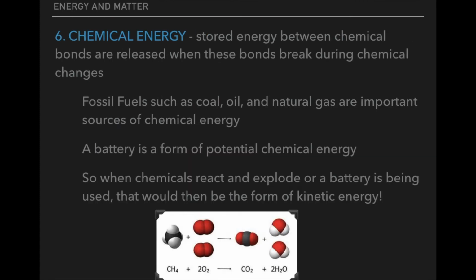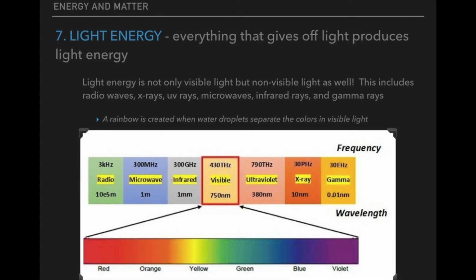Okay. Chemical energy, we can see this in a battery. We can see bonds are being broken to form a new substance through the process of a chemical change. This is seen in the process of burning fossil fuels such as coal, oil, and natural gas. A battery is a potential chemical energy form because it's storing it. Once we hook it into the circuit, then we have the kinetic, which is the electrical energy, moving from one place to another.